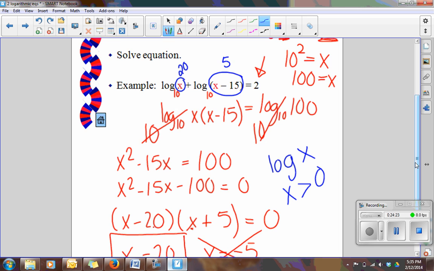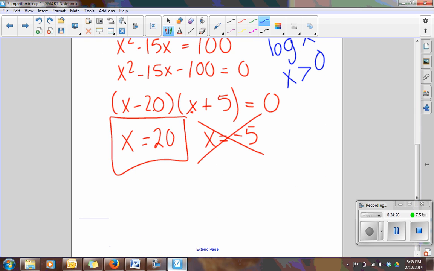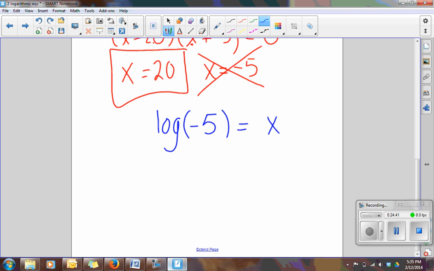The reason we can't take the log of a negative number is because, say we have log of negative 5, which is not okay, and that's equal to some power. If we were to rewrite this in exponential form, remember this is base 10. So we're saying 10 to some power is going to give us a negative number. No way, it's not possible. There's no way that we can take a positive base to any power and ever get a negative number. It's just not possible.